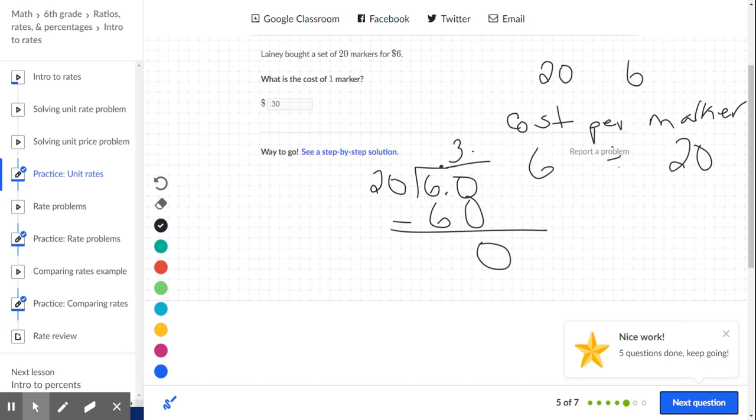If we wanted to check it, we could check it by multiplying 20, which is the number of the markers that we bought, times 0.3. 3 times 0 gives me 0. 3 times 2 gives me 6. I had one number behind the decimal, so I moved my decimal one time, I would get 6.0.